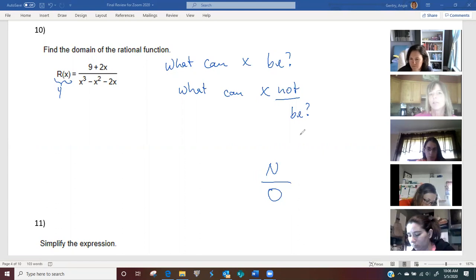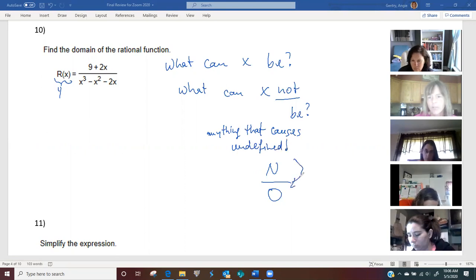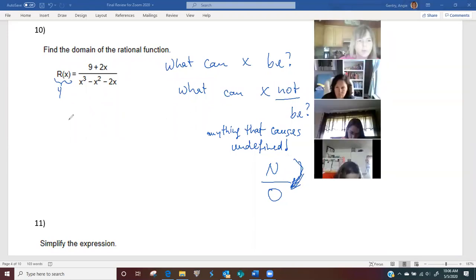So what you have to say is, what can x not be? Anything that causes a 0 in the denominator. That's what x cannot be. Undefined. Yes? So this is not okay. This is not allowed. So you have to avoid it. So what we're going to do is set the denominator equal to 0, and then exclude anything you find from that, because that's what's not okay.